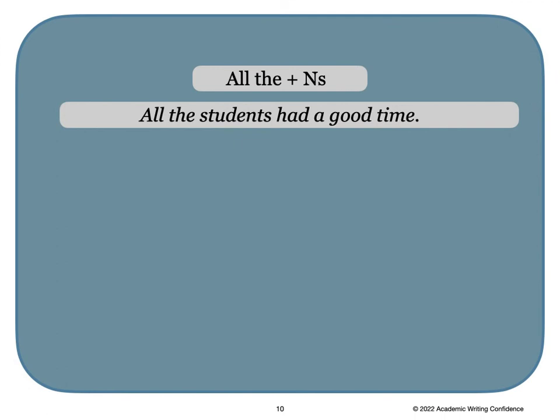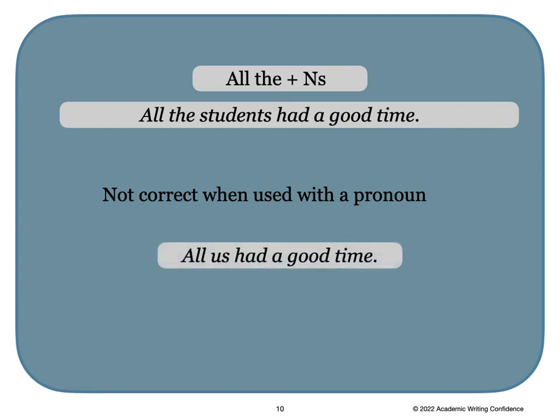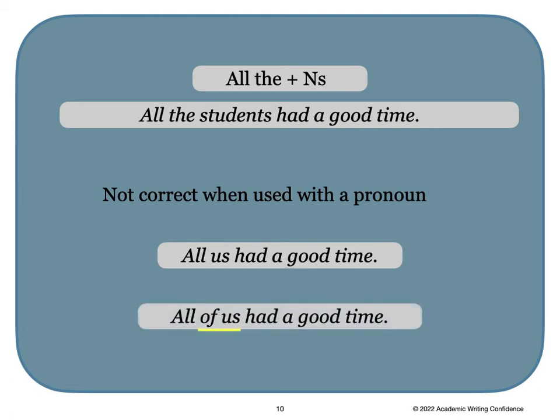One more way that we need to be careful when using this phrase is when we use a pronoun. Let's take this sentence, for example. All the students had a good time. Now, this sentence is correct and can be used in casual or spoken English form. However, it's not correct when we use a pronoun. For example, we cannot say, all us had a good time. We need to say, all of us had a good time. The pronoun us changes the rules for this sentence, even in casual or spoken English.